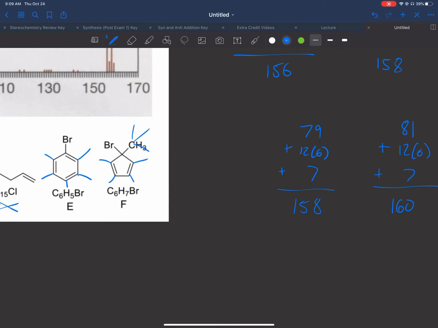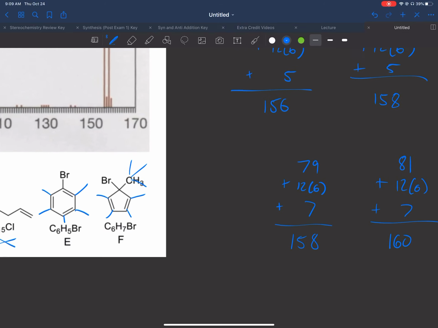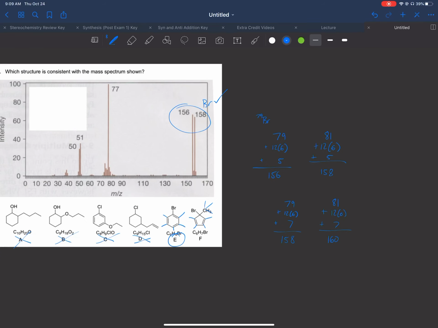So be very careful. It's a good idea to try both isotopes just to make absolutely sure. So the answer in this case would be E. And that is how we do the mass spec questions.